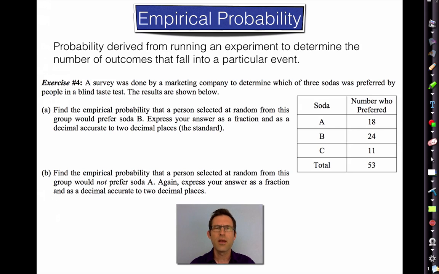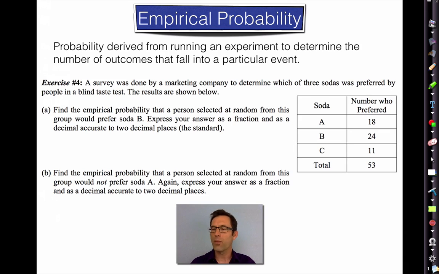On the other hand, let's take a look at this empirical probability problem. Exercise 4 says a survey was done by a marketing company to determine which of 3 sodas was preferred by people in a blind taste test. The results are shown below. Letter A says find the empirical probability that a person selected at random from this group would prefer soda B. Express your answer as a fraction and as a decimal accurate to 2 decimal places, and that's kind of the standard.